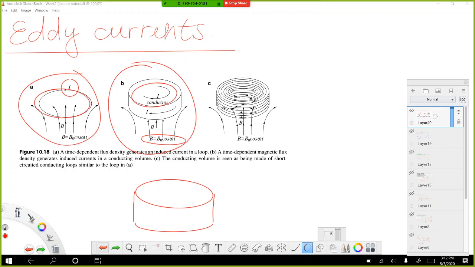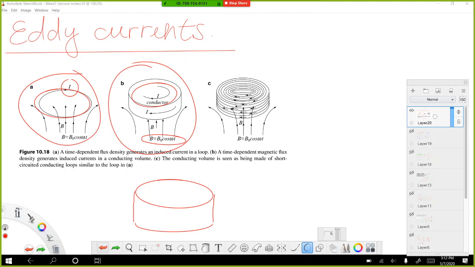Okay, if you look at figure C, it is shown our cylinder is composed of thin short circuit cylindrical loops, and each one of these loops will have an electromotive force that produces an induced current in each loop.